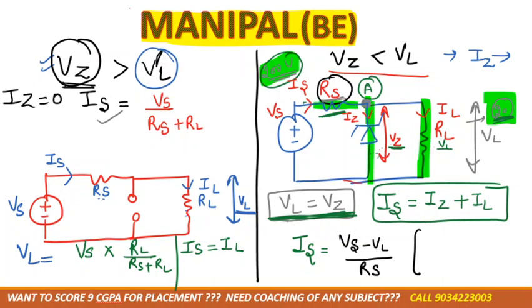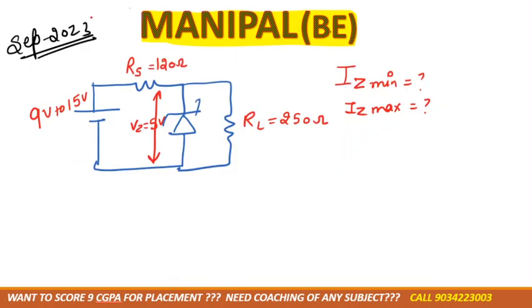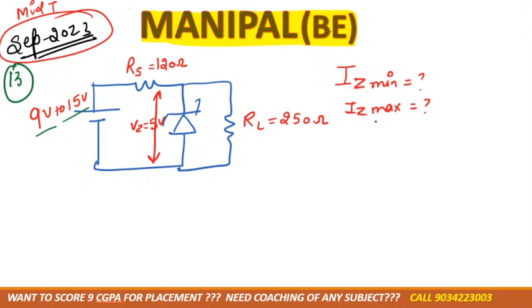Note down this formula. This is a question from September 2023, your midterm exam. This is question number 13. They have given RS 120 ohm, VZ 5 volt, RL 250 ohm, and the input voltage varies from 9 to 15 volt. Now we need to calculate IZ minimum and maximum. First, whatever they give you for the zener diode, you have to draw the same standard diagram and always write down the values they have given in the diagram.